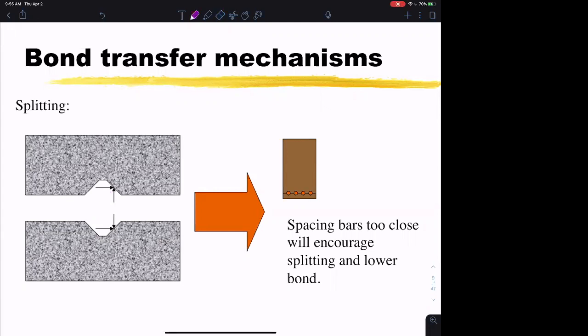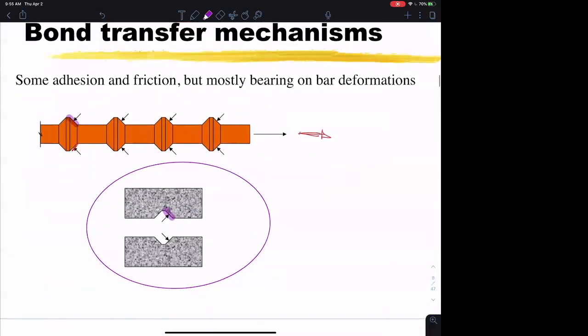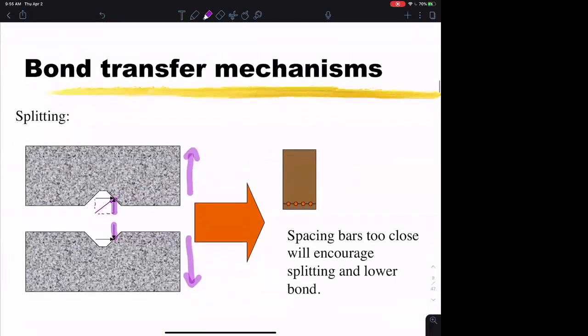So if you take that reaction there, and break it up into its components, the key thing is that there are these equal and opposite vertical reactions, and what they're doing is they're trying to split the concrete apart. It's not that hard to think about. This here is acting like a wedge, and you're pushing this wedge into the concrete, and when you pull on that, it's wedging the concrete apart.